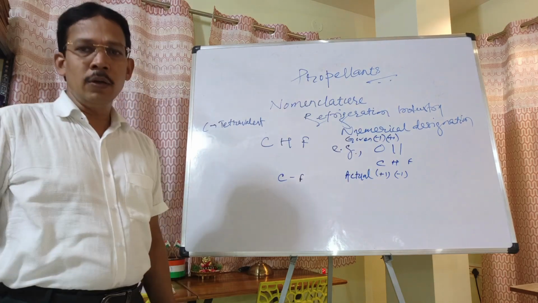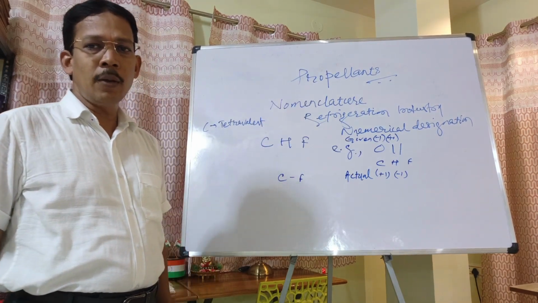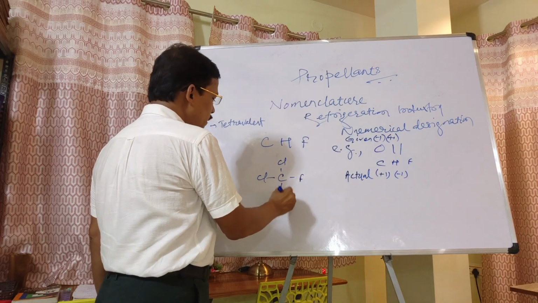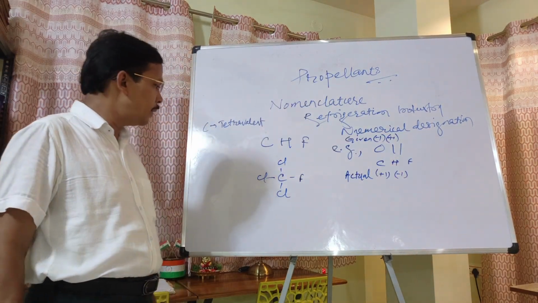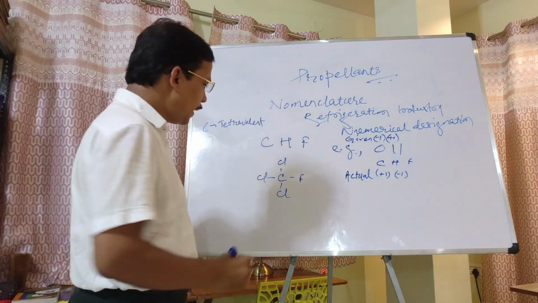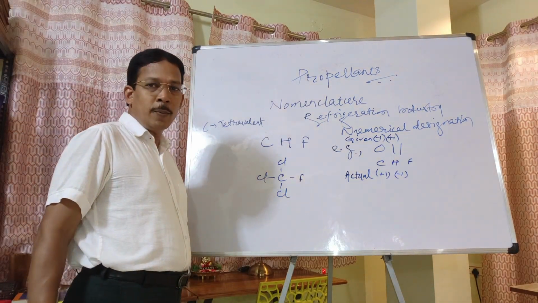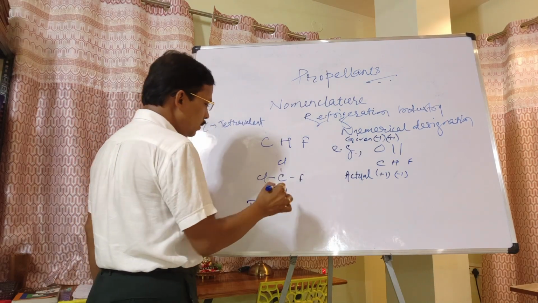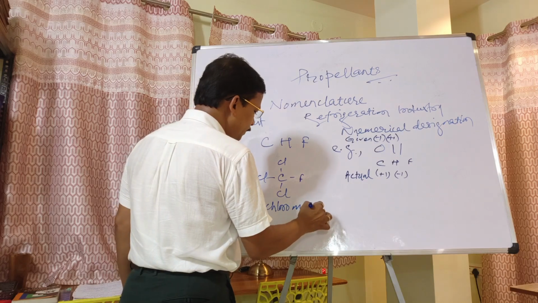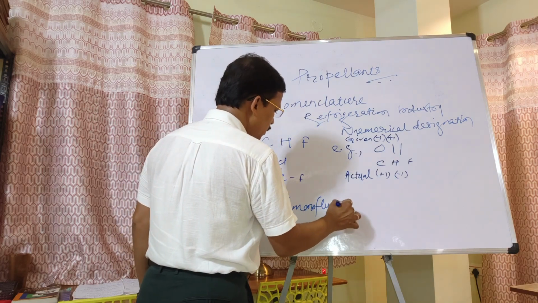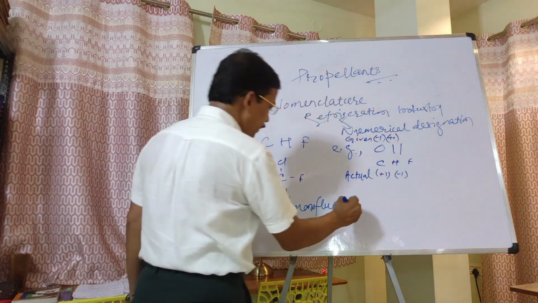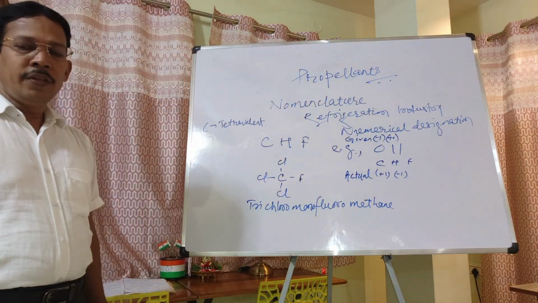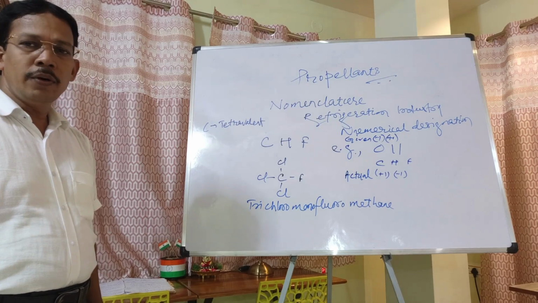and the valency of carbon will be satisfied by adding chlorine atoms. So 3 chlorine atoms are to be added. So for its nomenclature, C comes first, F second. So trichloro, monofluoro, and one carbon atom is methane. This is number to name.